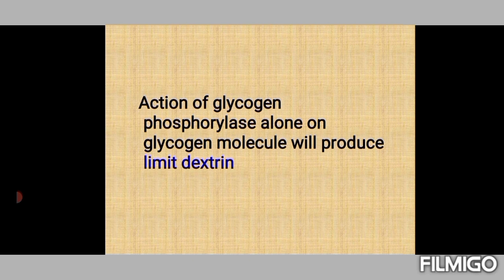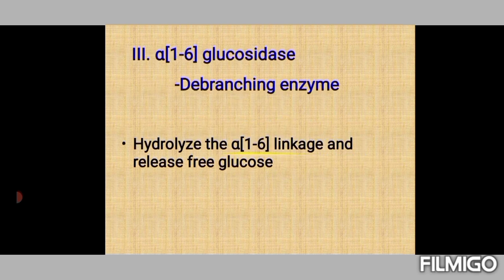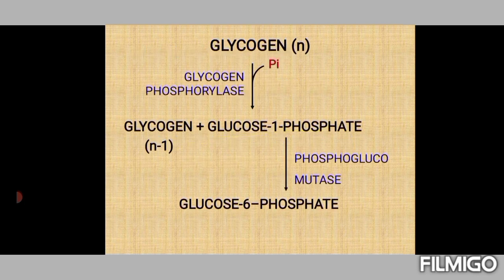limit dextrin. But upon this, the further action of enzymes will take place. Now, first of all, the shifting of a trisaccharide unit will be done by this particular enzyme, glucan transferase, and the debranching of that single alpha-1,6 molecule will be done by alpha-1,6 glucosidase, the debranching enzyme. It is the result of the concerted action of these three enzymes that we get, what is it? Glucose 1-phosphate.